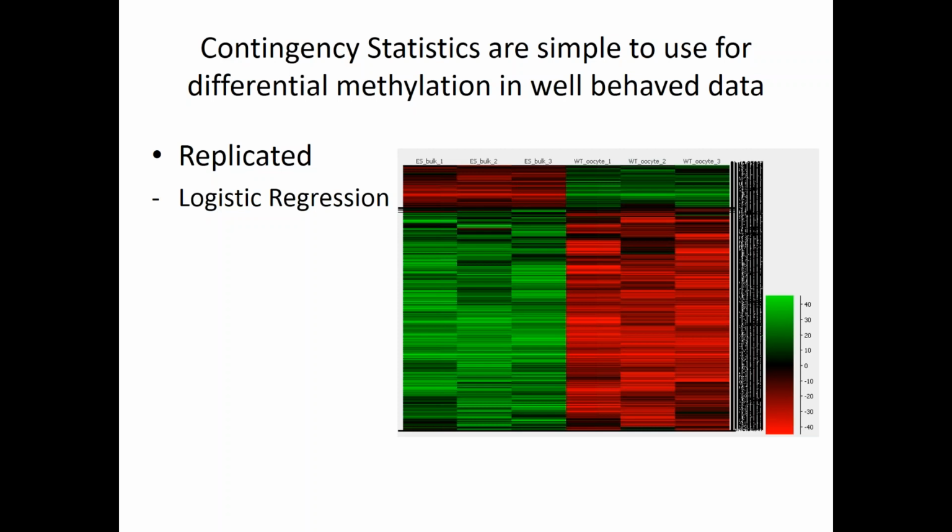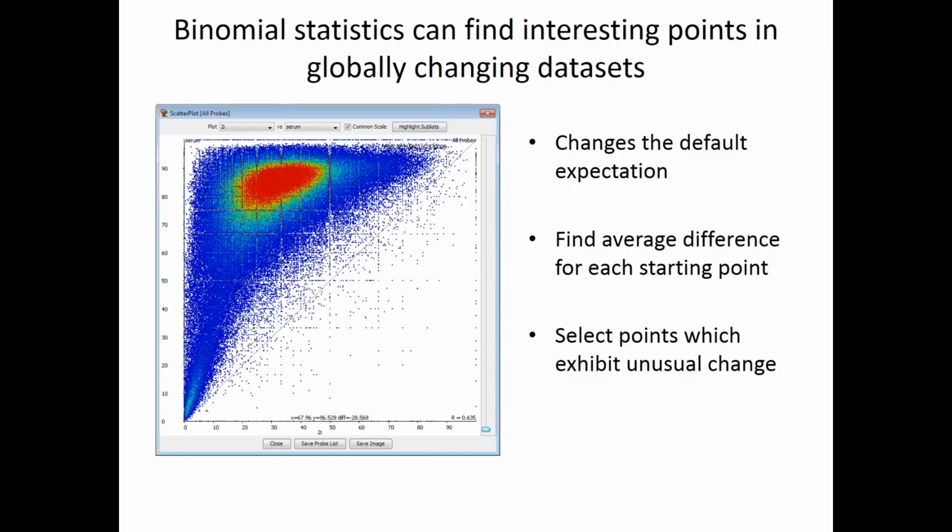If you have a more unusual structure to your data, so this was the one where we saw a large global change, we can use binomial statistics. What you essentially do in binomial statistics is change your default expectation from being that they should be the same to calculating a value by doing a regression through this distribution to say that's my default expectation, and you look for differences from that regressed line instead of looking for differences from the diagonal.